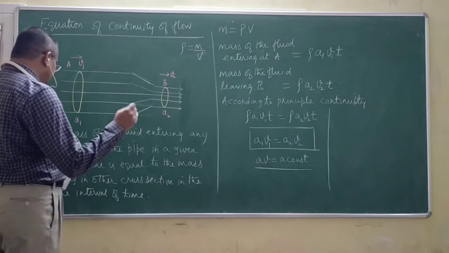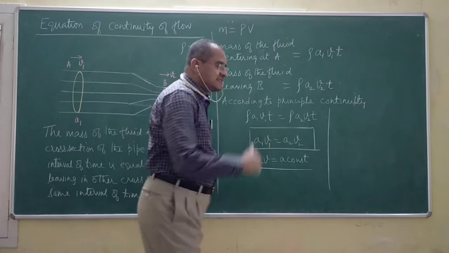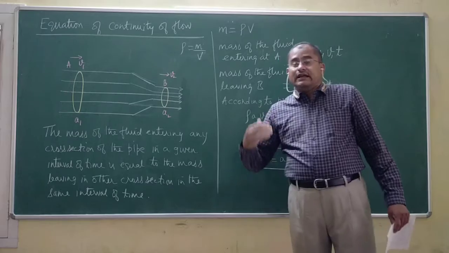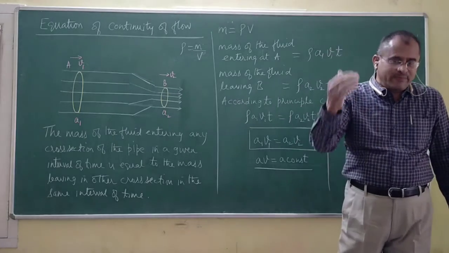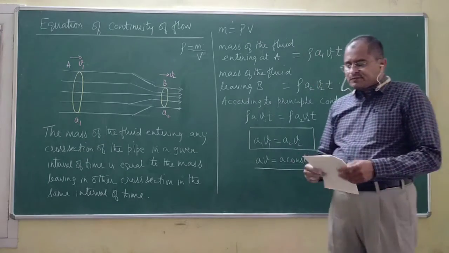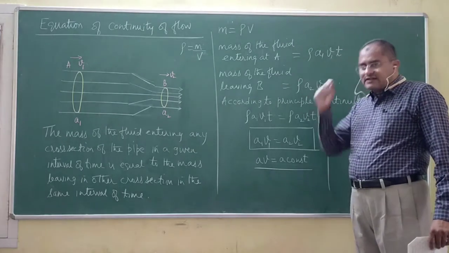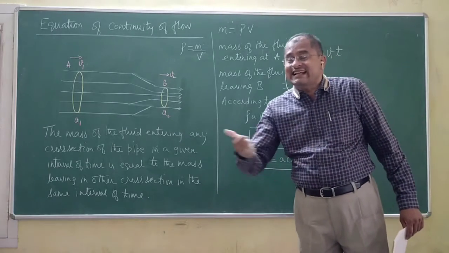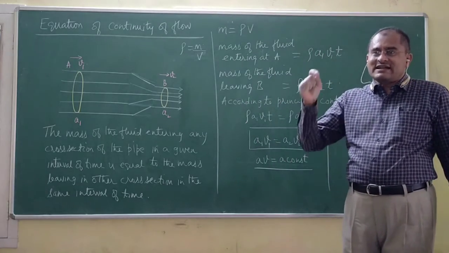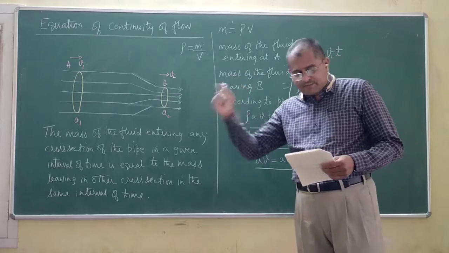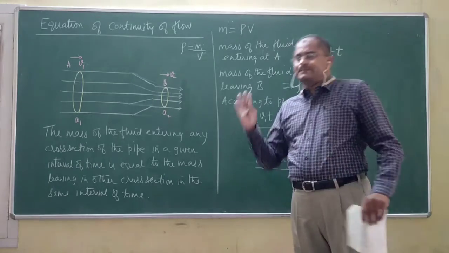Point number 2, a particle of the fluid entering A with a velocity V1 must be accelerated in the forward direction to acquire greater velocity V2 at B. I repeat the second point. A particle of the fluid entering A with a velocity V1 must be accelerated in the forward direction to acquire a greater velocity V2 at B. These are the two inferences I make from this equation.